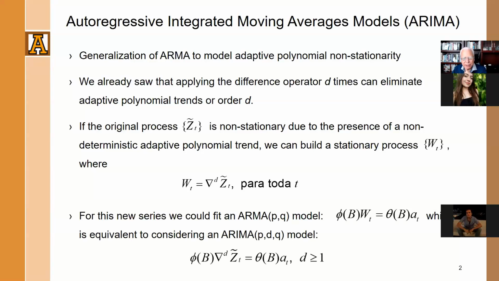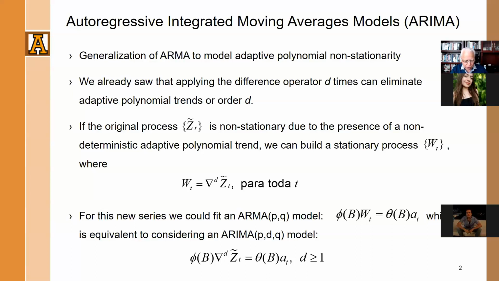Now for this new series, once we make it stationary, we can go back to the ARMA models that we saw last class and fit an ARMA model. So we'll be fitting an ARMA model to WT, which is the difference of order d of the original series. And that's what we call an ARIMA(p,d,q) model.